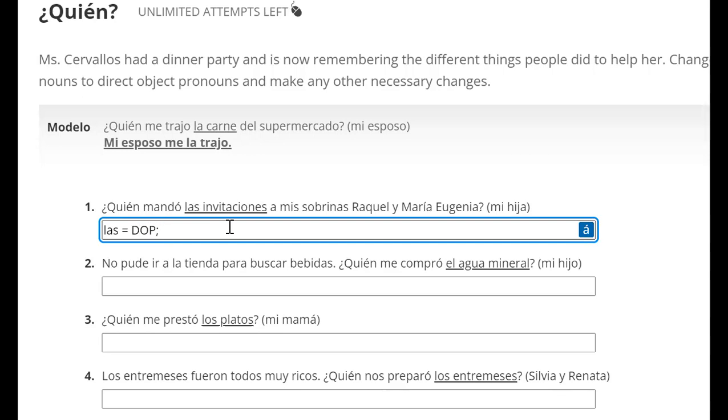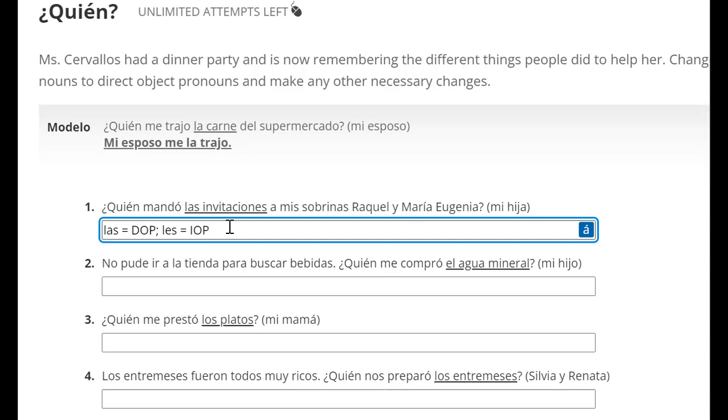And then to whom did they send it? They sent it to my nieces. Now that is our indirect object pronoun. What's the indirect object pronoun for something that's third person and plural? And you should come up with les. Les is our indirect object pronoun. So, all right, now we know we have those two pieces of information that we need for this sentence.